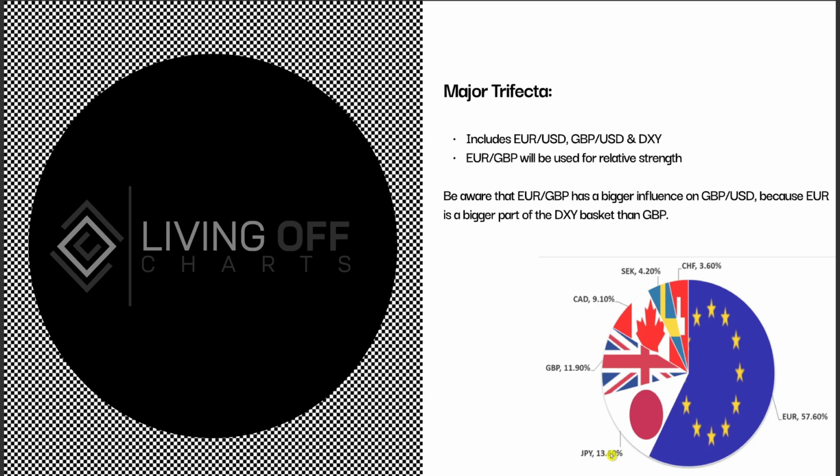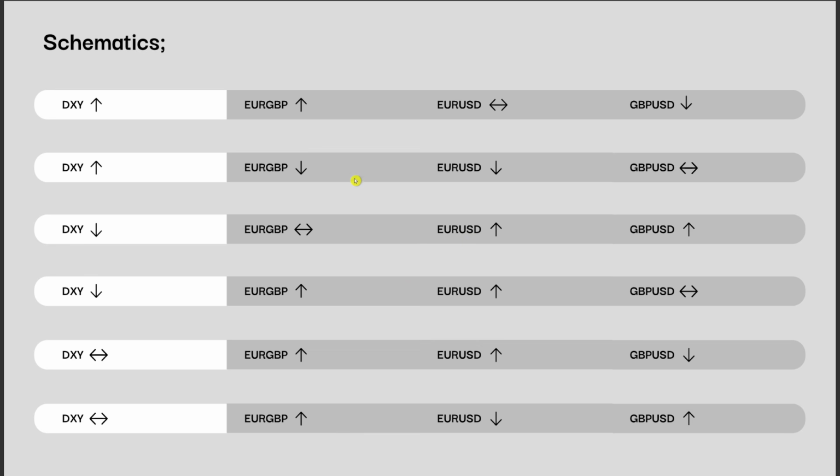If we look at JPY, for example, this is the second biggest part. It's 13.6%. And then we have the pound with 11.9 and the Canadian dollar. And we even have some Swedish krona in there. You wouldn't think that, but it is Swedish krona. And then we have the CHF with the smallest amount, the Swiss franc, 3.6%. Now I've got a nice cheat sheet over here, a nice schematic on how to determine what asset you should be trading.